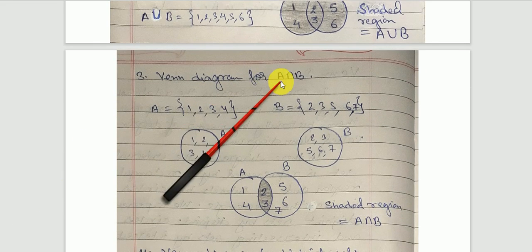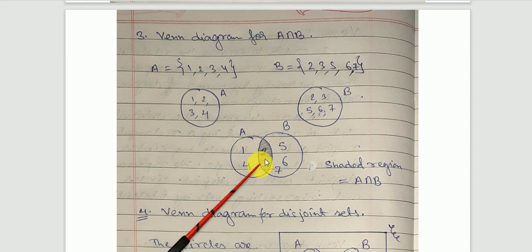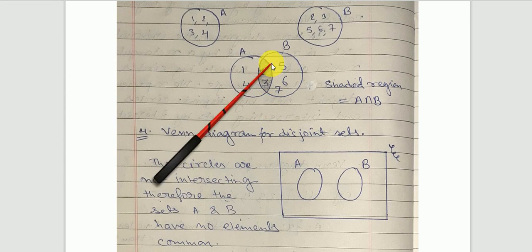Next, Venn diagram of A intersection B. You have two sets A and B. A will be represented like this, B like this. A intersection B means we have to write all the common elements of A and B. So here we will only shade this common region, and in this common region 2 and 3 are lying. This is the common region, the intersection of A and B. All elements written in this region are the members of A intersection B.